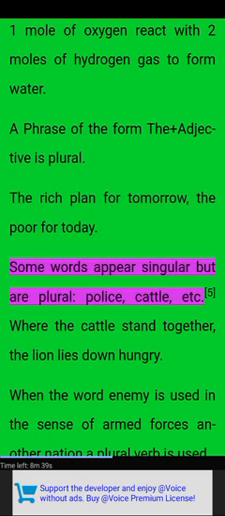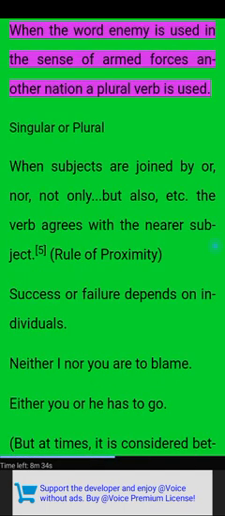Some words appear singular but are plural, police, cattle, etc. E.g. Where the cattle stand together, the lion lies down hungry. When the word enemy is used in the sense of armed forces of another nation, a plural verb is used. Singular or plural: when subjects are joined by or, nor, not only, but also, etc., the verb agrees with the nearer subject.